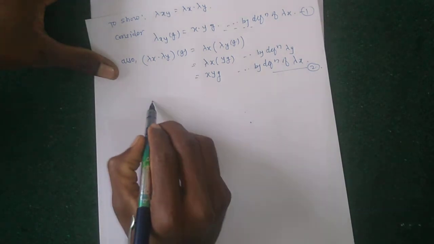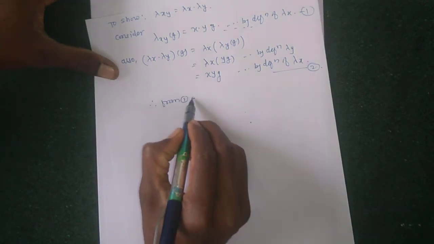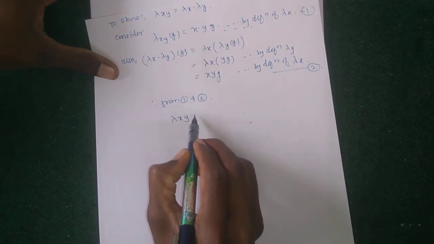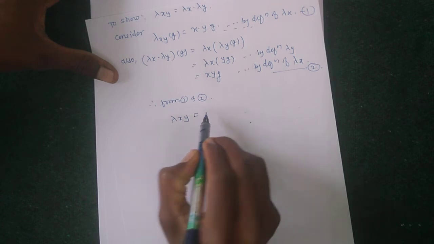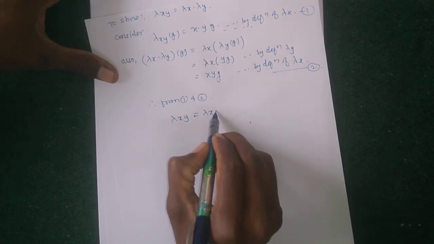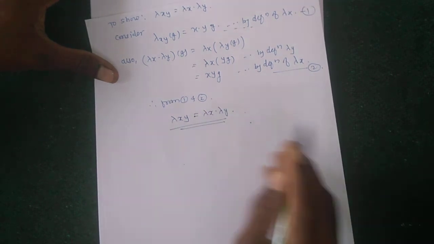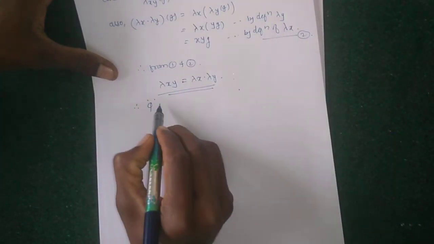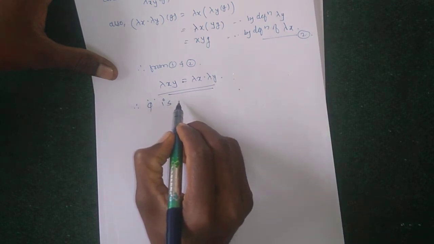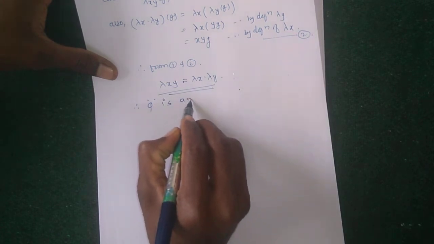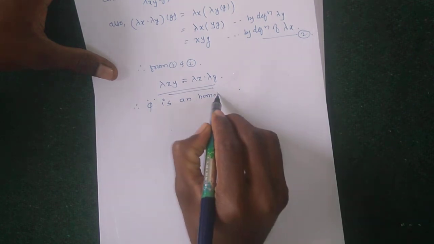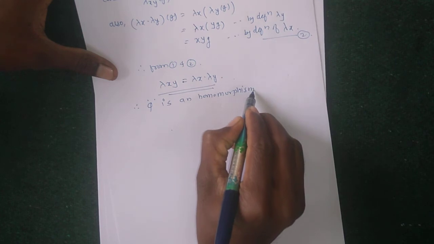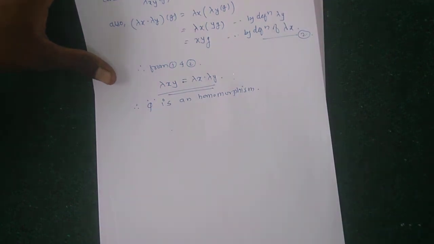Okay, therefore from 1 and 2, lambda xy equal to lambda x into lambda y. Therefore by definition of homomorphism, phi is a homomorphism. Okay, therefore phi is 1-1, phi is homomorphism.